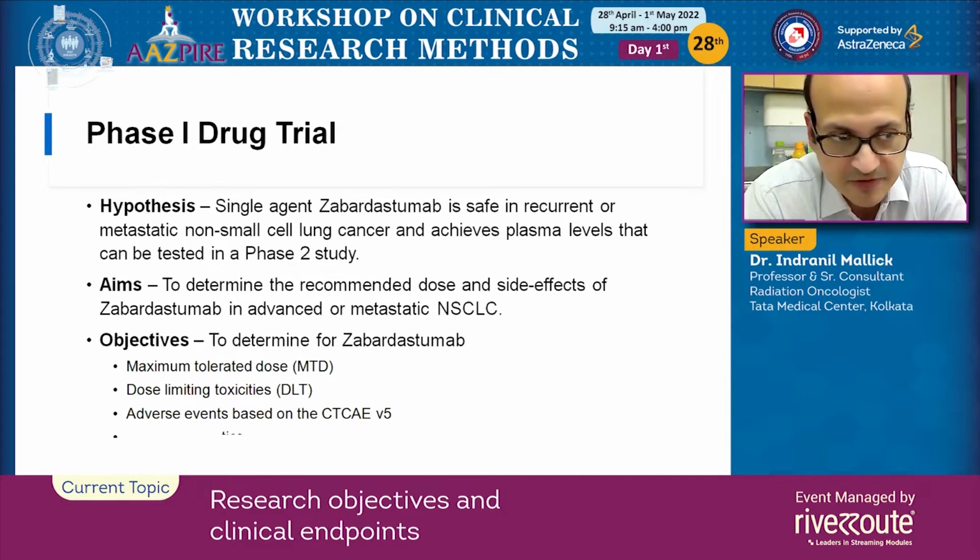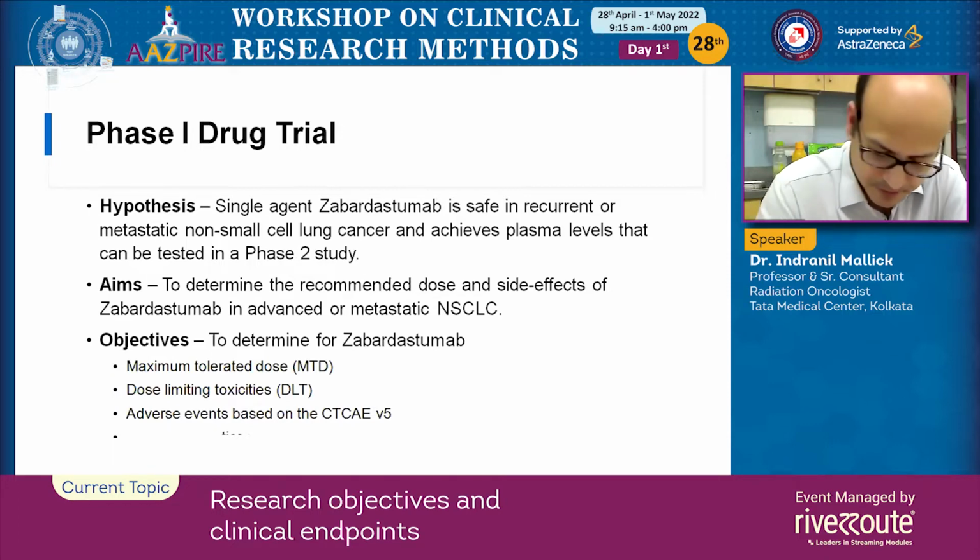And your objective would be far more specific. You're going to determine for zabardastumab the maximum tolerated dose, the dose-limiting toxicities, and the adverse events based on a certain instrument. In your case, it could be CTCAE version 5. So if you look at this slide, you will realize that hypothesis, aims, and objectives are related to each other. They are framed in slightly different ways, and as we go along, they become more specific and make use of more technical language.